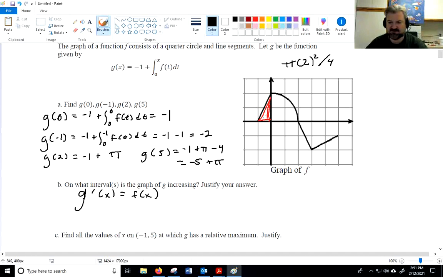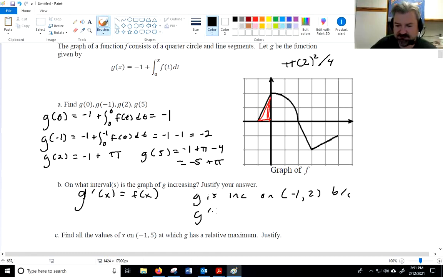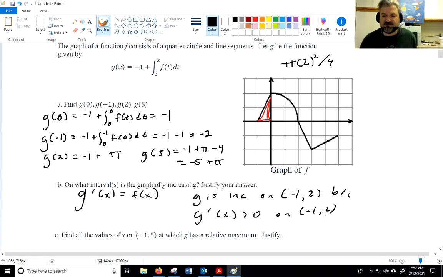So we know that this graph here is g prime of x. And since this graph is above the x-axis from -1 to 2, we know that g is increasing there. So g is increasing on the interval from -1 to 2 because g prime of x is greater than 0 on that interval. We can think about it in terms of slopes because we know that if the derivative is above the x-axis, the slope is positive. And if the slope is positive, then the graph is going up.